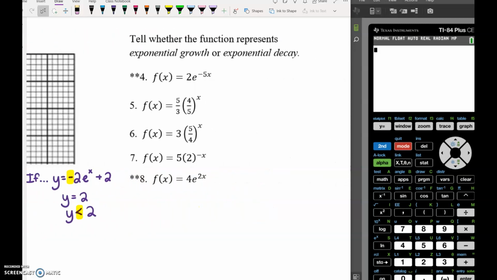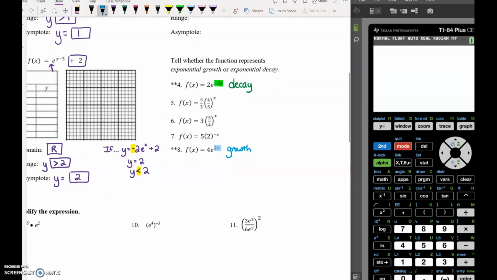Okay, tell whether the function represents exponential growth or decay. And 5, 6, and 7 are great practice, but 4 and 8 are the ones that are the most similar to the test. Remember with the e functions, if it's negative in the exponent, it is going to be exponential decay. If it's a positive in the exponent, it's going to be exponential growth. And that's going to be drop-down menus. So it'll show the function, and then it'll have like this function represents, and then there's a drop-down. You select exponential decay or exponential growth.